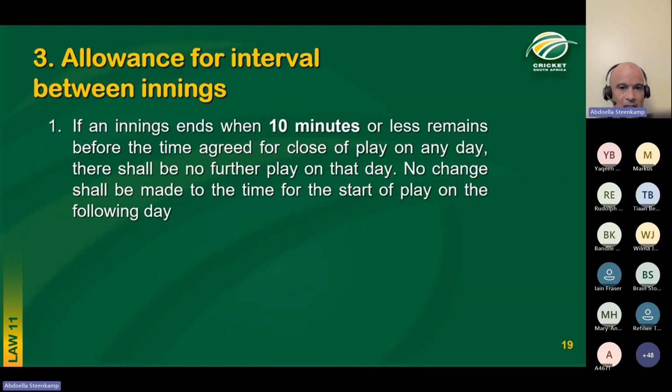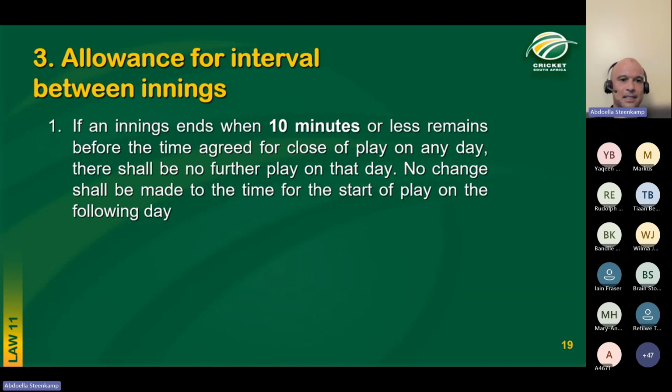Firstly, the law tells us if an innings ends 10 minutes or less before the close of play, it will be stumps. No further play on that day. You won't start earlier the next day. I'll use an example to illustrate this. In our Test match times in South Africa, we know close of play is at 5 o'clock. So at 16:52, South Africa gets dismissed.